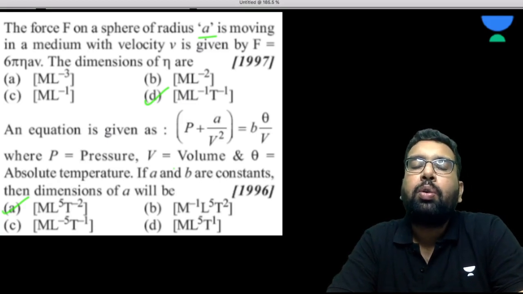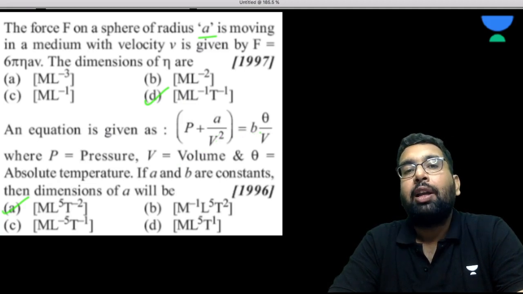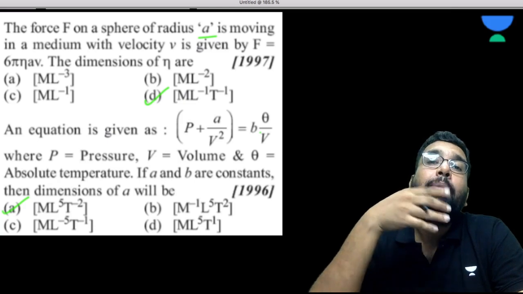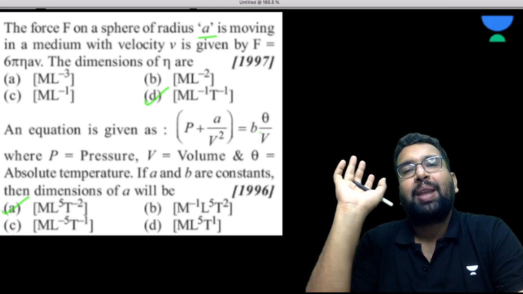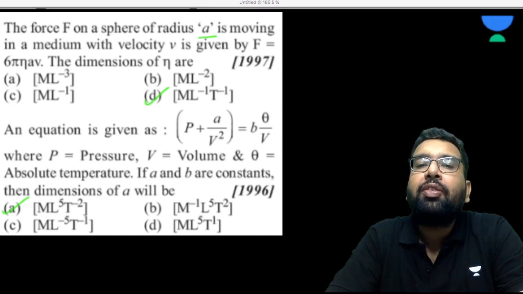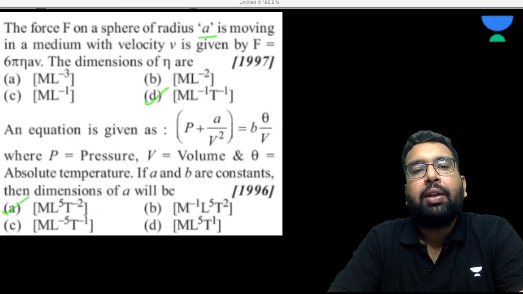Otherwise, what you could have done is equate the dimension of A upon V square to B theta by V. This way also you could have solved it, but for that, first of all, you have to find the dimension of B. So it is somewhat different, somewhat tricky. Now let's move to the next question.